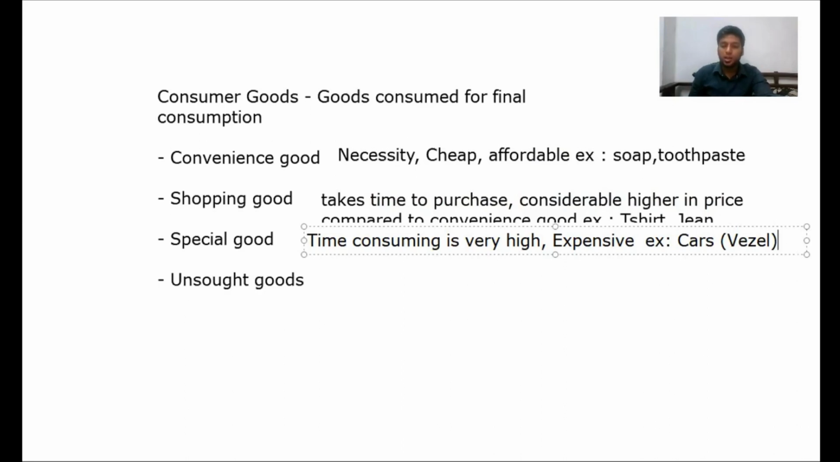so it becomes cars. Unsought goods, we can say, the good which is there on the market, but you do not know it is there on the market or not. Now you take an example: when you are going to die. If you know tomorrow you are going to die, will you be happy today? No, of course you are not going to be happy. So unsought good is like that. You don't know when you are going to die, but you will be prepared to die, right? When you get to know that you are going to die, you will get prepared.